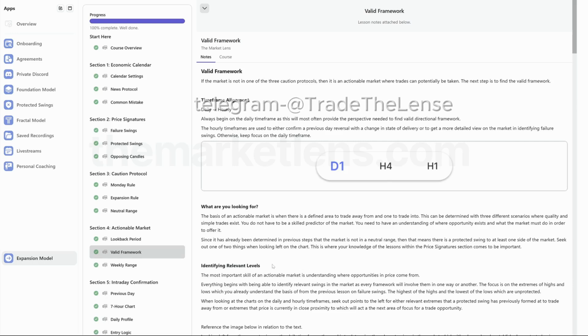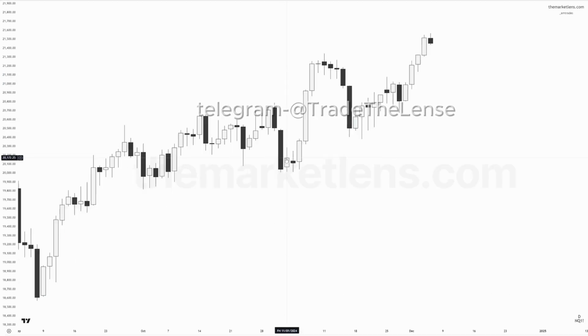Here we get into actual trade opportunities. So if the market is not in one of the three caution protocols, then we're in an actionable market. We can think about trades, because if something's not happening, that means something is happening, and we are looking for certain things. And for this here, just like everything else, we want to start on the daily time frame. If you notice, every time I go to a chart, I'm going to the daily.